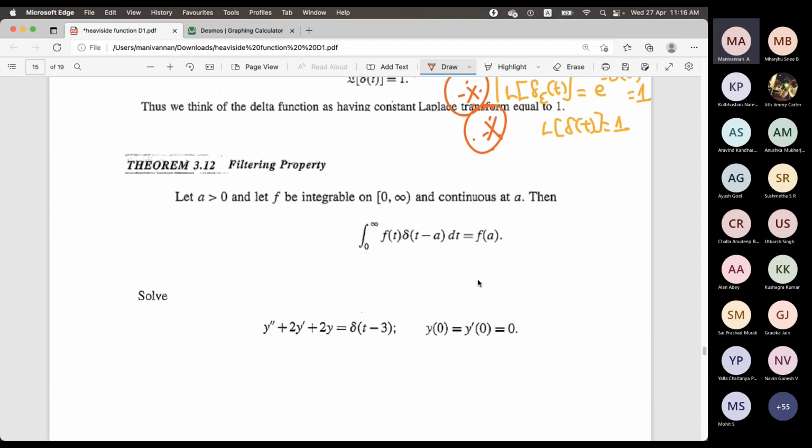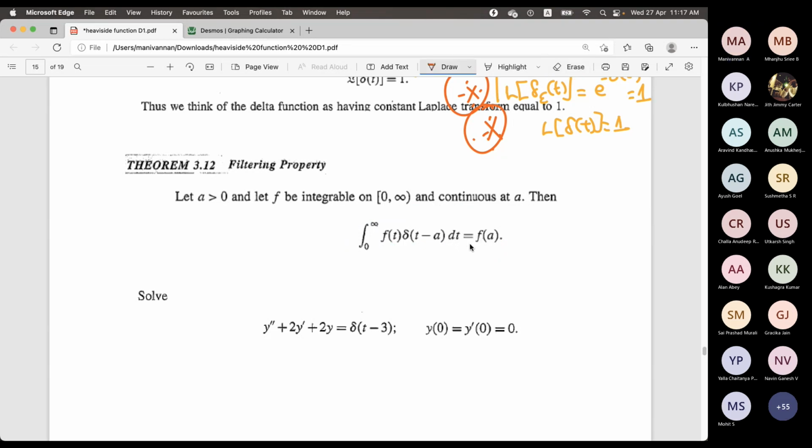Yes, sir. Okay. Next, the filtering property. Let A be positive, greater than 0, and f an integrable function continuous at the point A. Then the integral from 0 to infinity of f of t delta of t minus A dt, if you integrate these functions along with the unit impulse function at the point A from 0 to infinity, will be f of A.